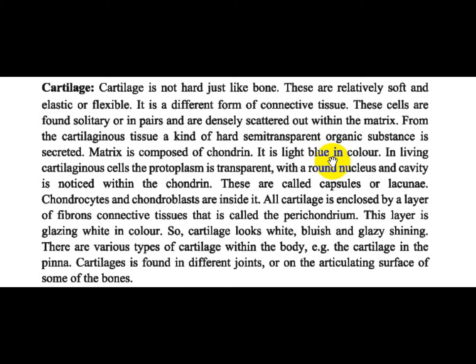When a cartilage calcifies, the chondrocytes die and the cartilage is replaced by bone-like tissue. Calcium salts are not present in the cartilage matrix. Instead, it has flexible materials known as chondroitin, which provides flexibility to it.